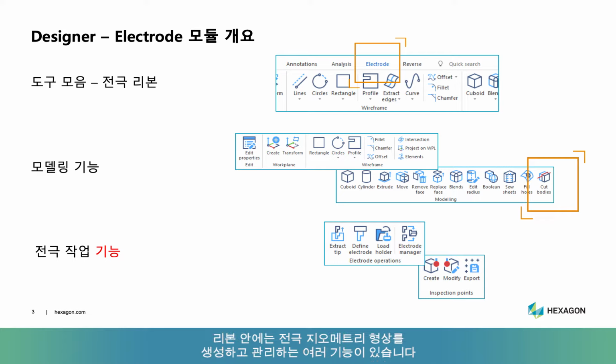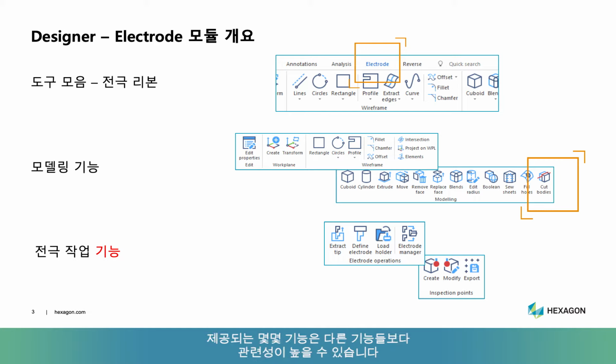And within that ribbon, we've provided a number of functions that we think are relevant for the creation and management of electrode geometry. So you'll find within the ribbon work plane, wireframe, and modeling functions. Now, me personally, I've actually added the cut bodies function to that ribbon. I find that particularly useful when I'm creating work planes.